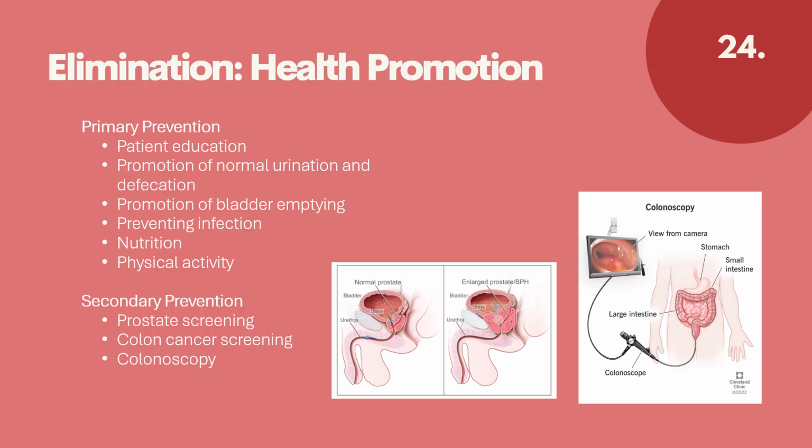For bowel, it's your spicy foods, watching their diet. So making sure that they get enough fiber and fluids. That's going to help prevent any constipation. Dietary fiber is going to include fruits, veggies, and whole grains. Hydration, again, is going to help with not only urinary elimination, but bowel elimination as well.